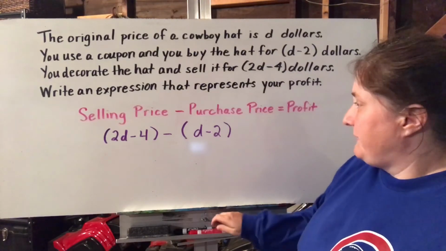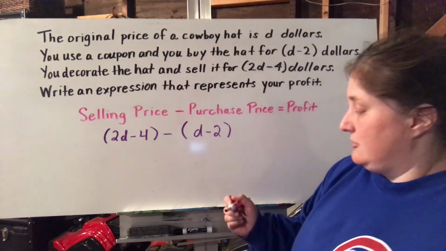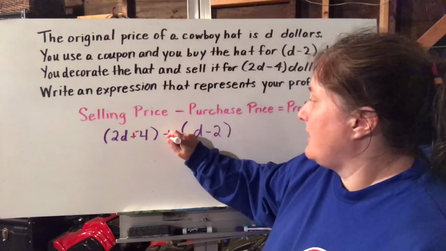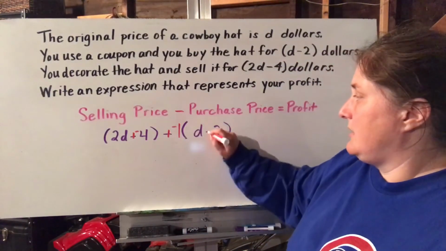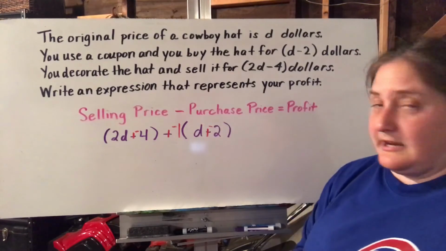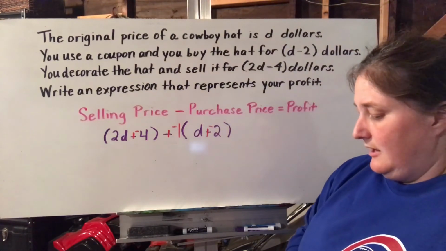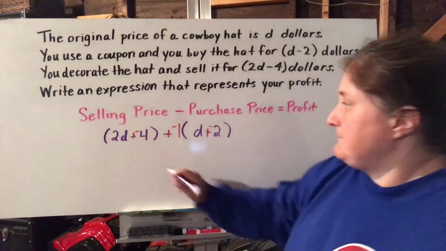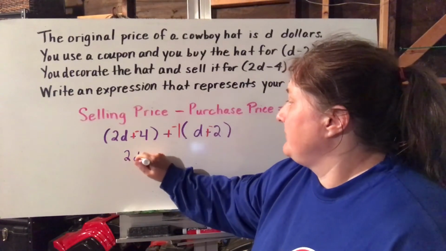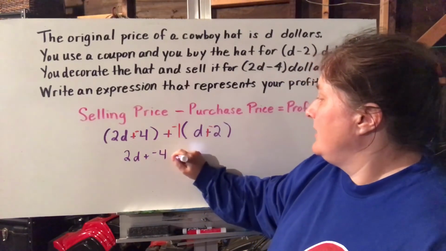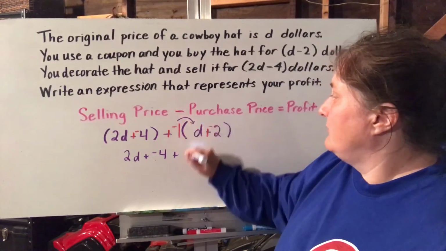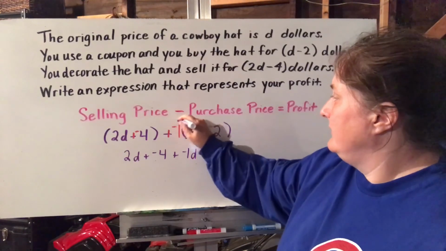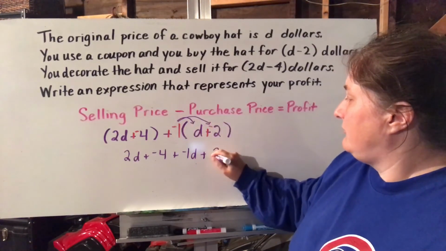So I'm going to first change everything I can to addition. Add the opposite, it becomes negative 4. Add the opposite, I get a negative 1 here. And add the opposite, I get a negative 2. So now that it's all addition, I'm ready to do some simplifying. I have 2D plus negative 4 plus, distributing my negative 1, negative 1D plus negative 1 times negative 2, which is 2.